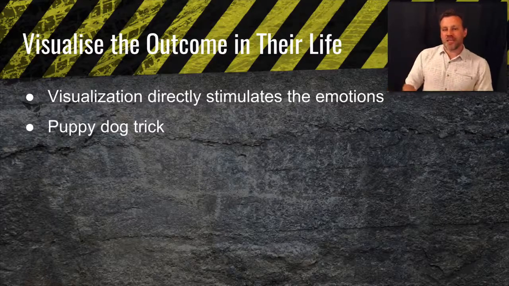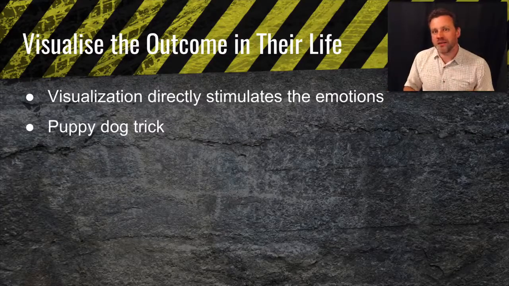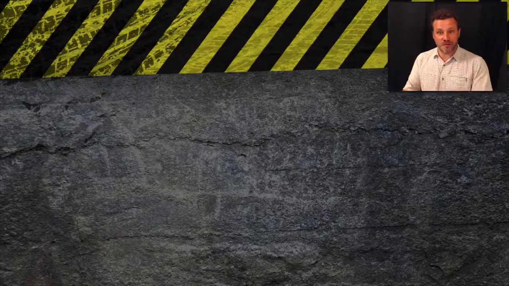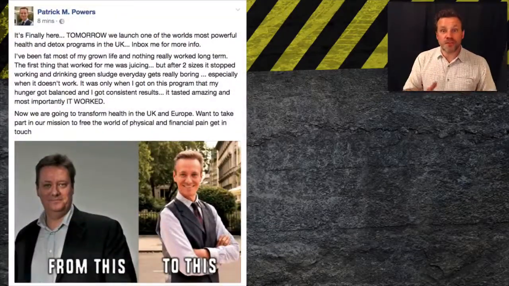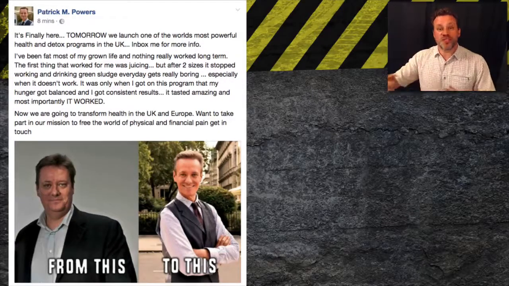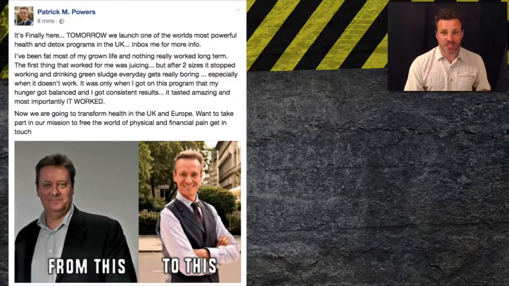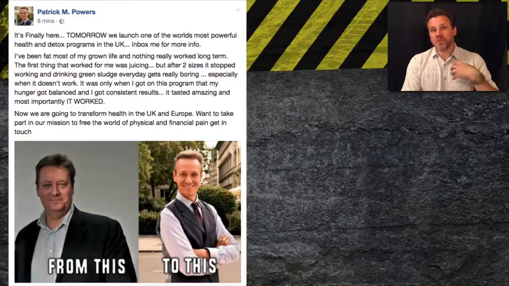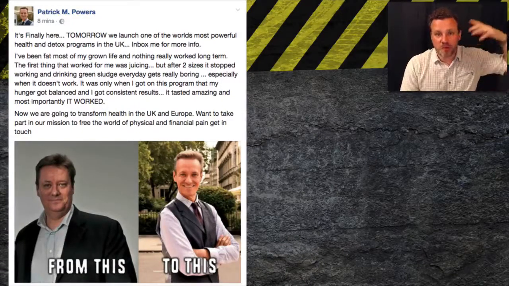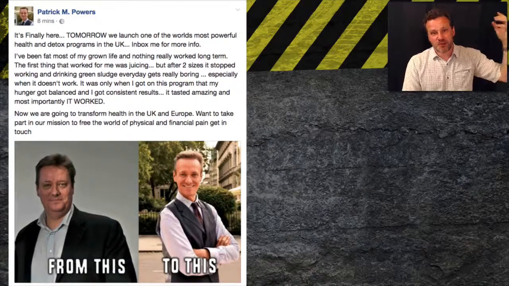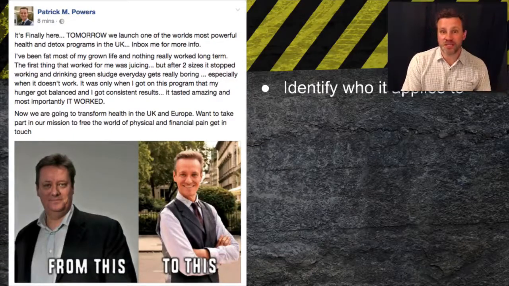So if you can get somebody to start to feel like, this is my puppy, I feel the love from the puppy, I feel the love towards the puppy, you've done your job, because they don't want to lose that emotion. So that's what visualization does. It gives them the experience and the dopamine effect of that thing they really want in their life that you've told them is within arm's reach.